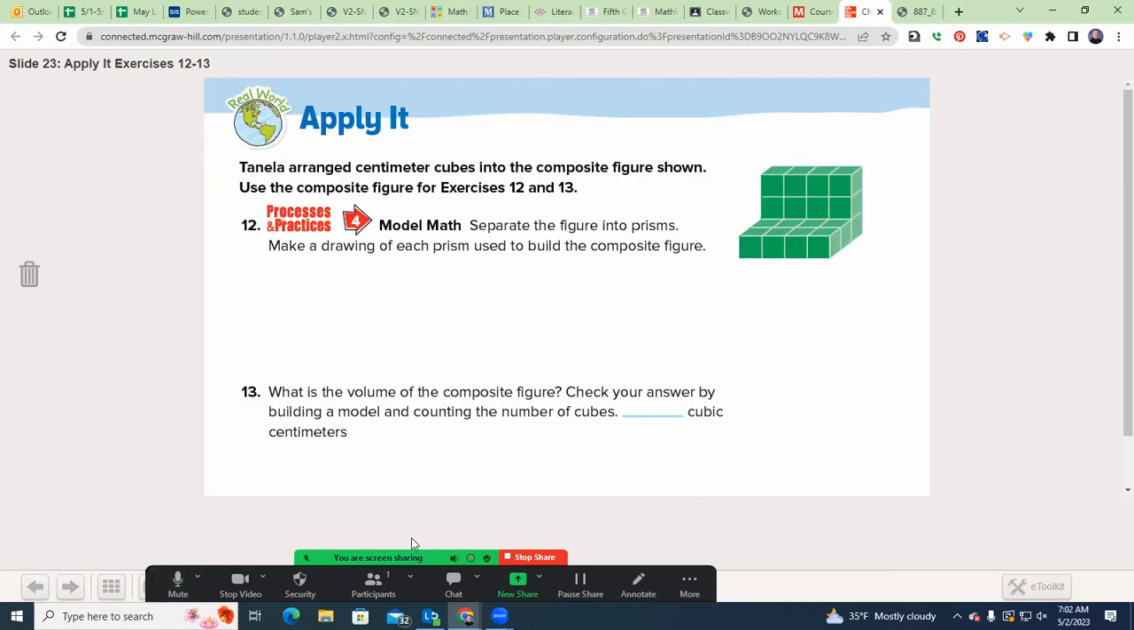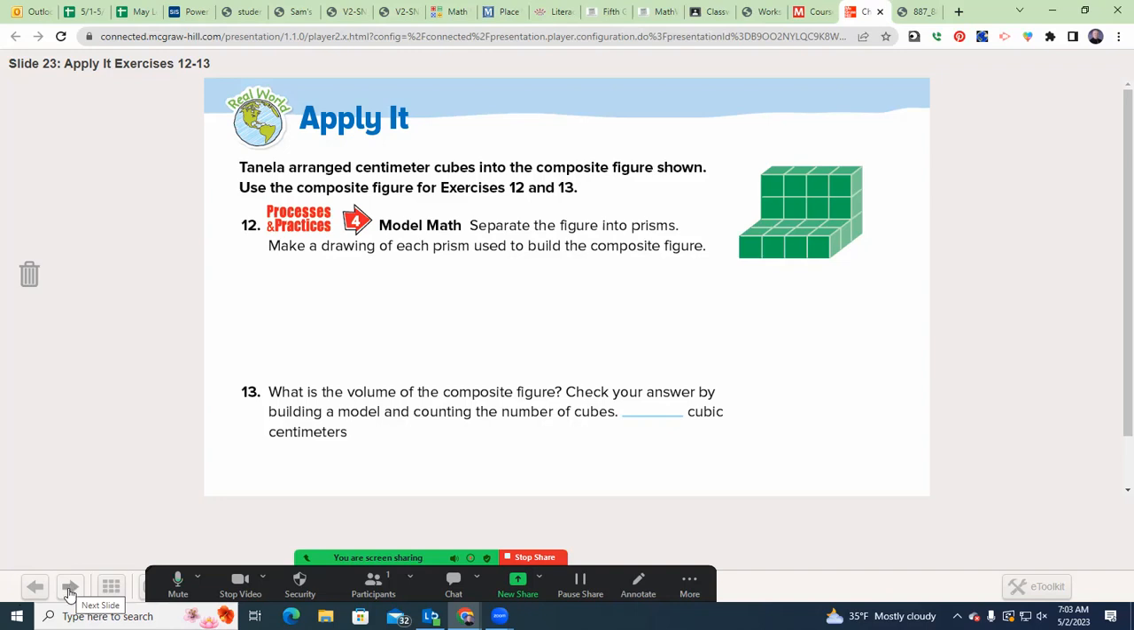All right, so let's go on to the back, 964. We're going to continue on here with a little more practice. We have centimeter cubes into the figure shown here. You have a 4 by 3, and then you have a 2 by 1 by 2. And so separate the figure into prisms, make a drawing of each prism, similar to what we just did, and check your answer by building a model. What is the volume? Go ahead, pause the video now.